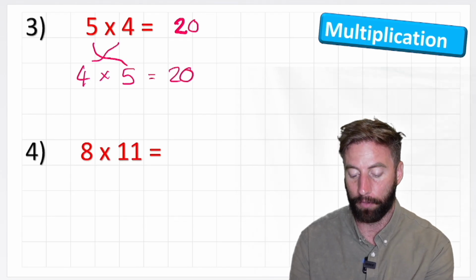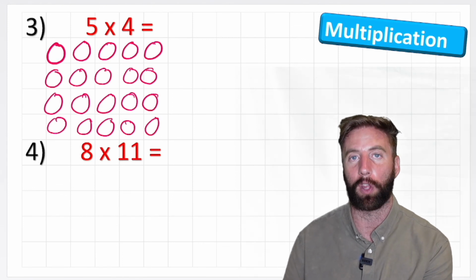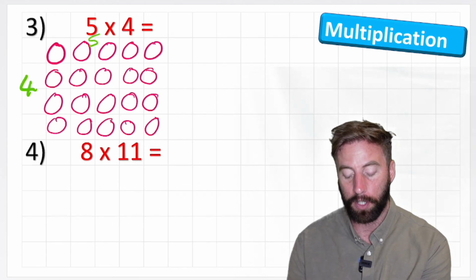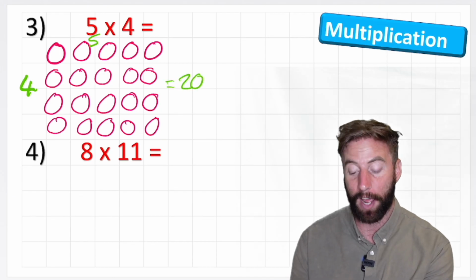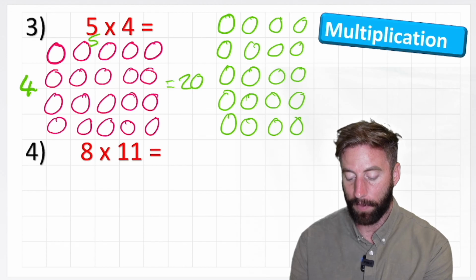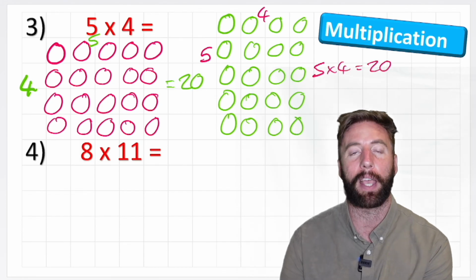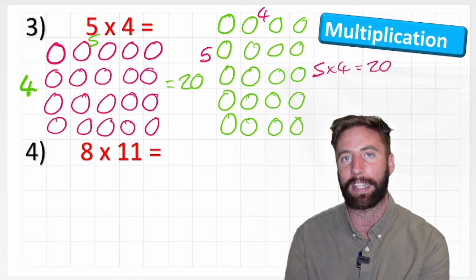Let's have a look at that with our footballs. And 5 times 4 can be shown like this. This array, as we call it in multiplication, represents 4 times 5. And 4 times 5 gives me a total of 20. But now if I flip this array around and put it the other way, this array now says 5 times 4. But we also now know that 5 times 4 still equals 20. So multiplication is the same. It doesn't matter which way round we put our question, we're still going to get the same answer.